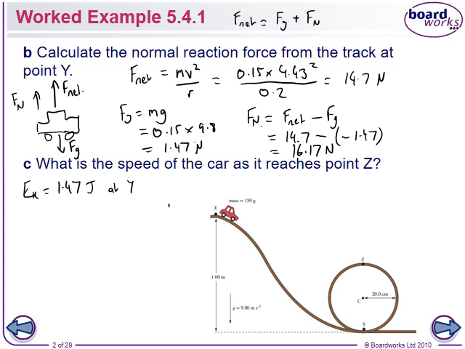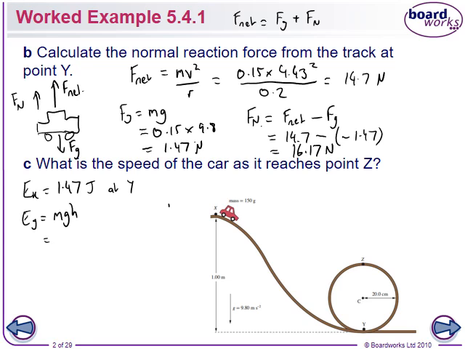It won't have as much kinetic energy. So what we need to do is work out how much gravitational potential it needs to gain to get up to point Z. So our gravitational potential is mgh.